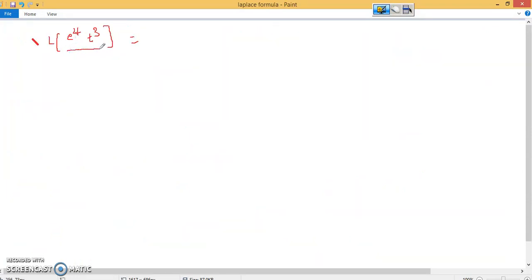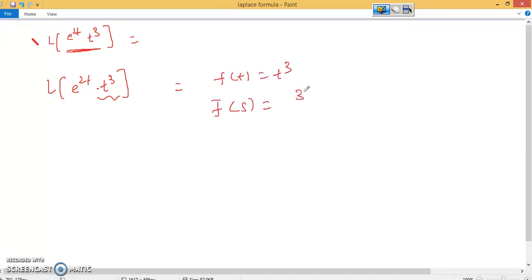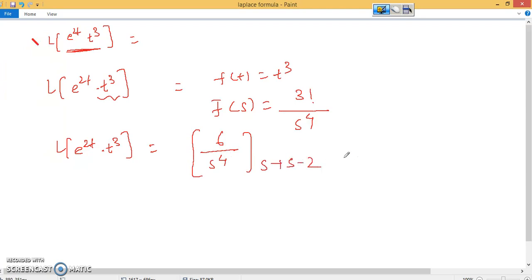Laplace of e to the power 2t and t to the power of 3. Laplace of e to the power 2t into t to the power of 3. So this is f of t, and find the Laplace of t to the power 3. f of t is equal to t to the power 3. a bar of s is equal to 3 factorial by s to the power of 3 plus 1, that is 4. So Laplace of e to the power of 2t into t to the power 3 is equal to 3 factorial, which is 6, by s to the power of 4, and s replaced with s minus a. a is 2. So we can write 6 by (s minus 2) to the power 4.